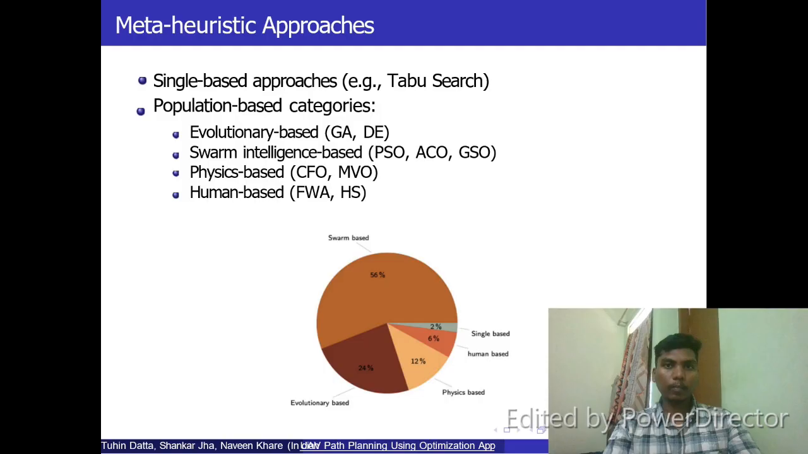Finally, human-based approaches like fireworks algorithms and harmony search are easy to implement in complex environments but suffer from high time complexity. The paper notes that swarm-based algorithms represent the largest subcategory within meta-heuristics, with PSO variants being particularly popular for their effectiveness in both static and dynamic environments.